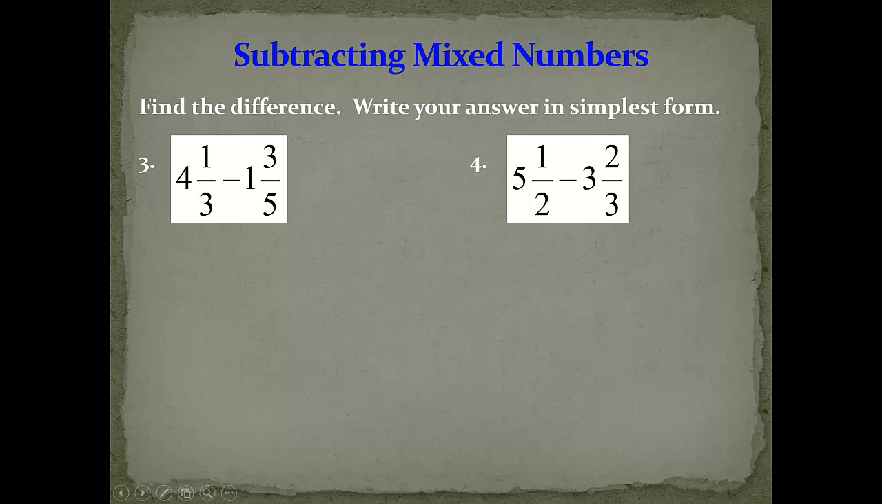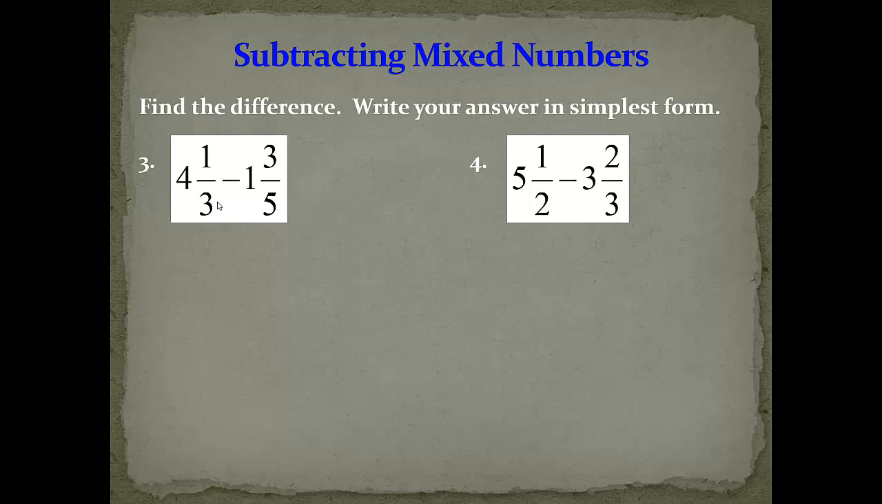Now we're going to continue looking at subtracting mixed numbers, but we're going to look at a different way. So for number 3, we have 4 1/3 minus 1 3/5. Our first step is the same. We're going to find a common denominator. Our denominators are different. We have 3 and 5. So we need to find our least common denominator or least common multiple, which is 15.